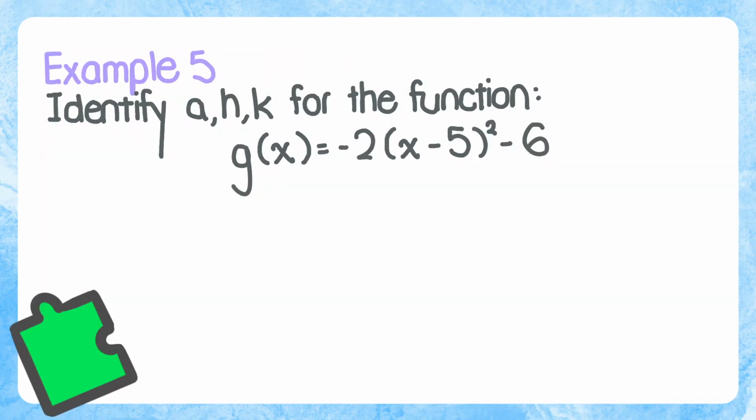So on Edpuzzle, please identify a, h, and k for this function. g of x equals -2 times x minus 5 quantity squared minus 6. Notice that you will have to rewrite the function so that you have the plus k part.